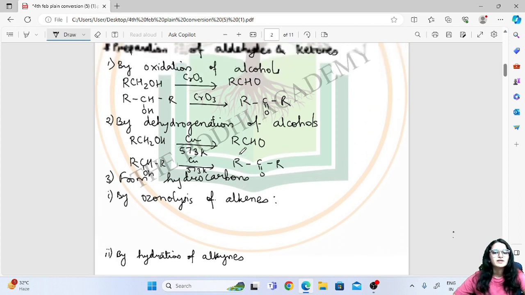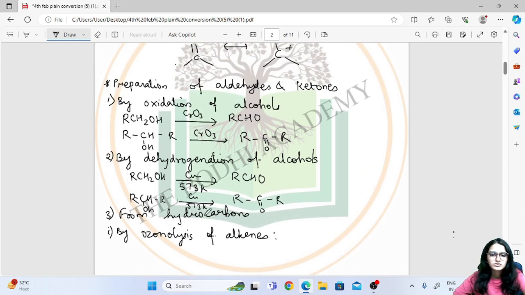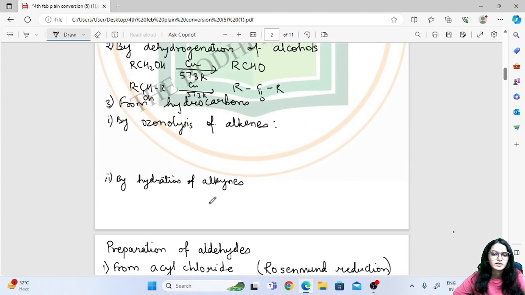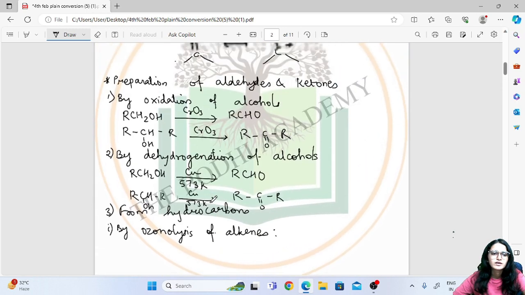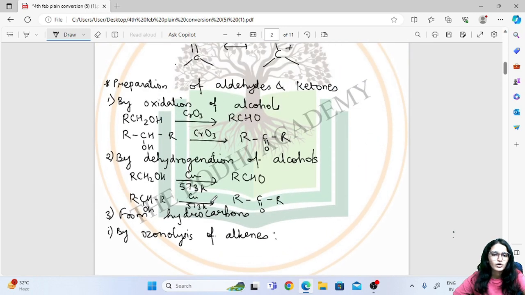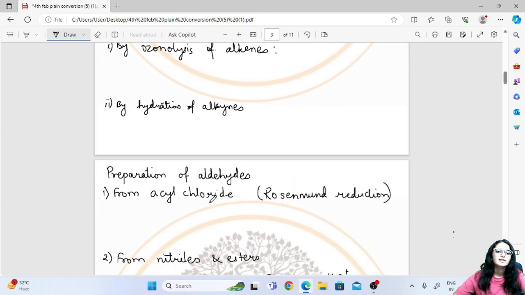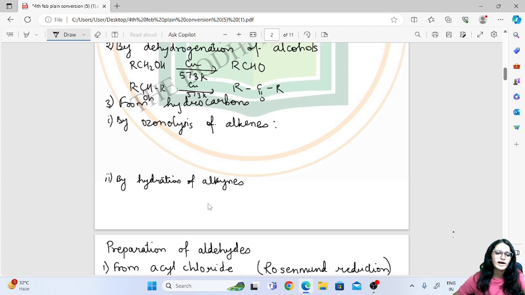Okay, so these two reactions are similar, just the change of reagent. The reagent which we are using, that is the only difference we can see. Okay, so this is about the oxidation of alcohols and dehydrogenation of alcohol to produce particular aldehydes and ketones. Next is by ozonolysis of alkenes.